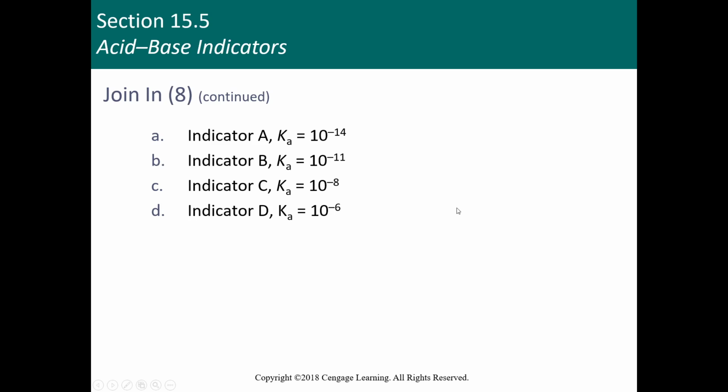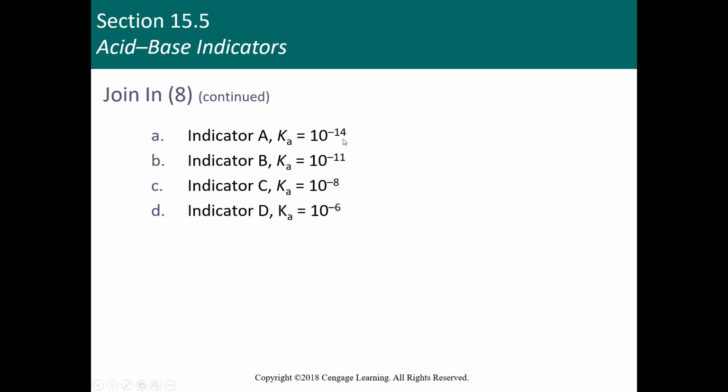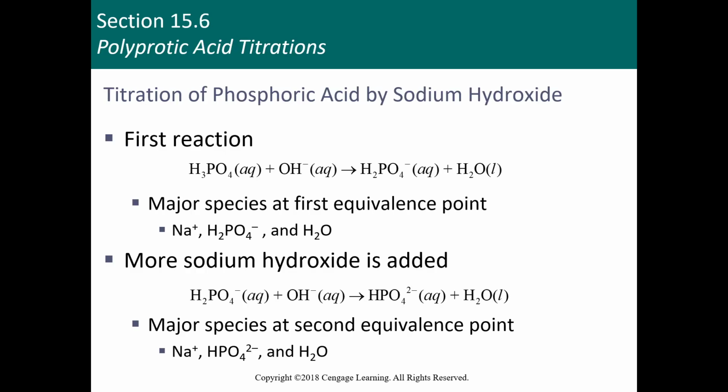Okay, so of course the pH we want to trigger is 10, right? So we want the pKa to be as close as possible to 10. Remember, the pKa is the negative log of these values. This would be 14 for a pKa, this would be about 11, this would be about 8, this would be about 6. The closest one to 10 is, of course, 11. That would be your closest indicator, your best choice. That should be in the region near the equivalence point where the pH shoots up rapidly.